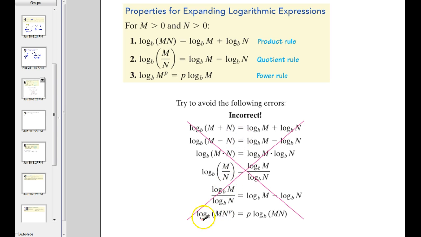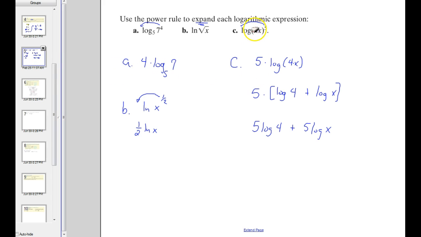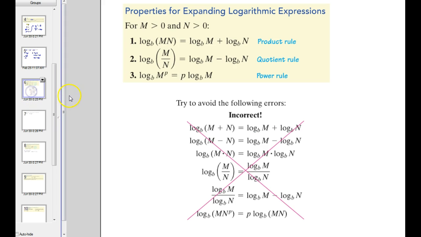Alright, and notice this one right here as well. M times n to the p power. Only n is being raised to the p power. And we pulled the p out in front. That doesn't work. Okay. Here, both things are being raised to the fifth power, and it does work. Alright, but if only one of the two is being raised to that power, that's not a true statement anymore.